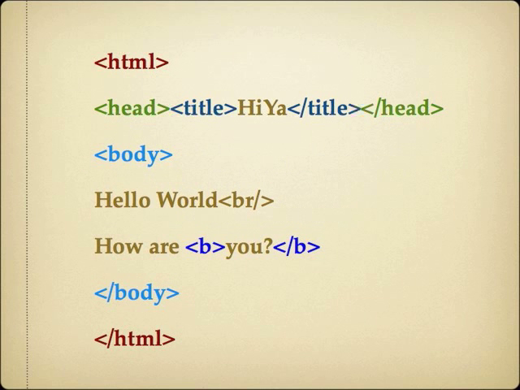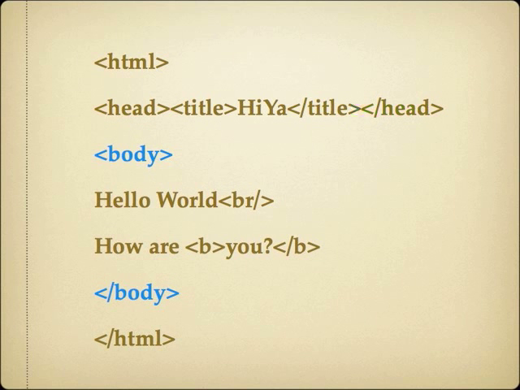In HTML, most tags occur in begin-end pairs. So we have begin header and end header. The header typically contains information about the document. At a minimum, it should contain a title. So we have begin title and end title. The text between the begin title and end title tags will appear in the title bar of whatever browser we use to view the page.